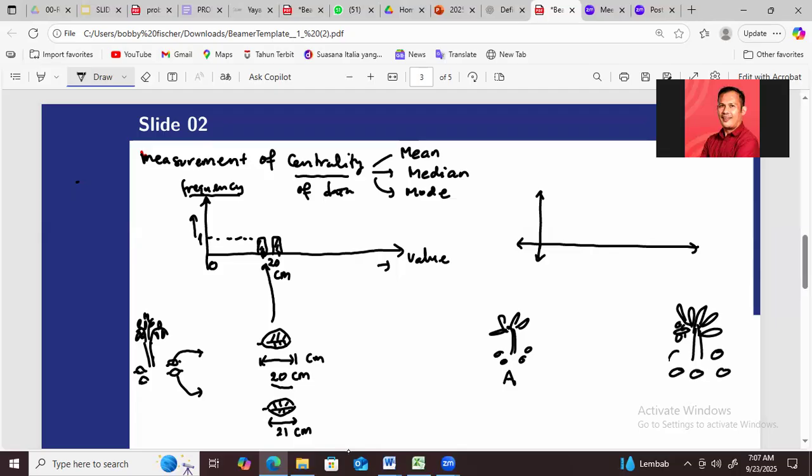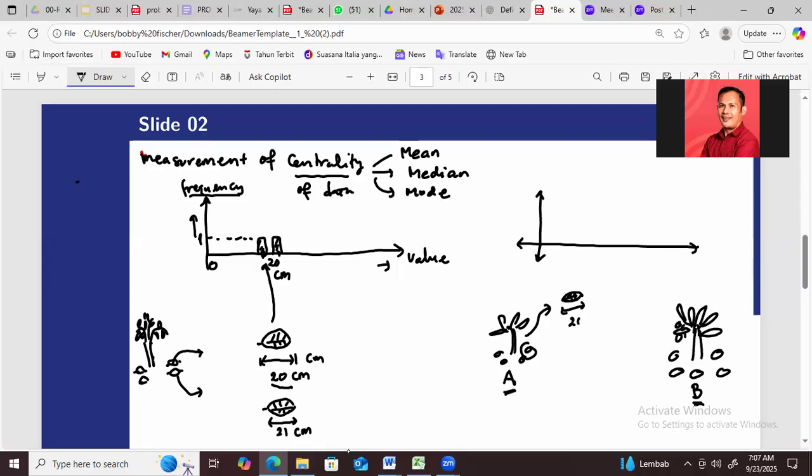You can collect the leaf from the tree A, and then the second tree, we assign this with a tree B. You have a tree A, and then this is tree B. And you have a leaf from the tree A, and then you have a leaf also from tree B. Okay, when you make a statistic, you collect this leaf here, and you measure the length.